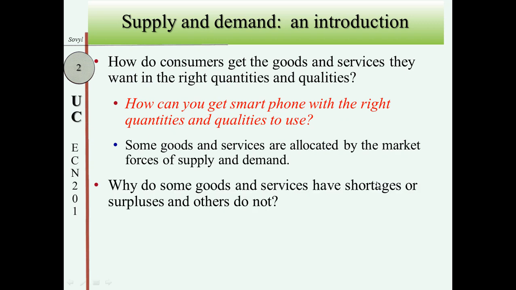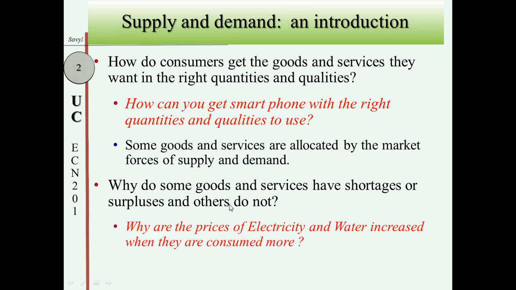Shortage means not enough. What does not enough mean? It means sellers sell less than the demand. Buyers want more, but sellers sell less. That's why there is a shortage. How about surplus? Surplus is the opposite of shortage. It means over enough. Buyers buy a certain amount, but sellers sell more than this amount. But for other goods, there is no surplus and no shortage. It's just enough.